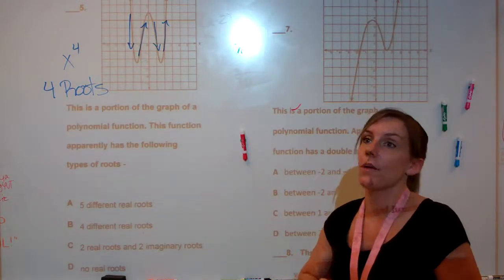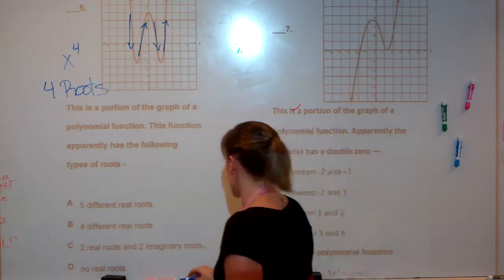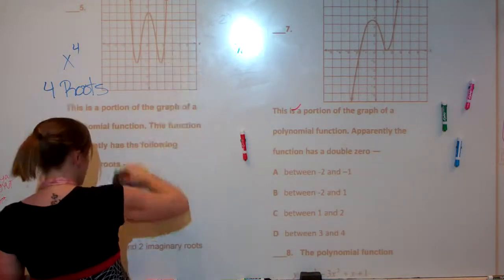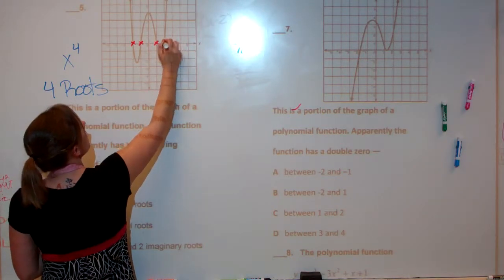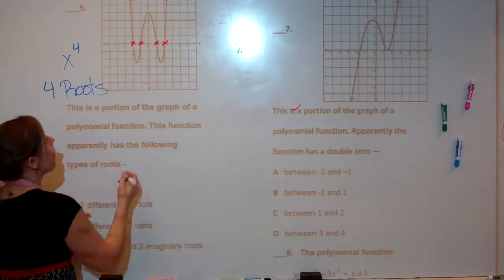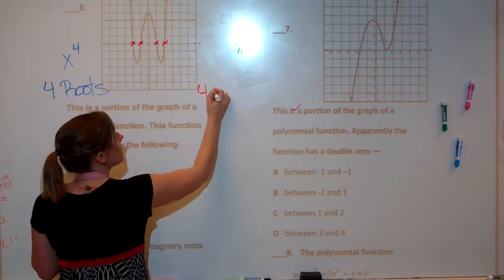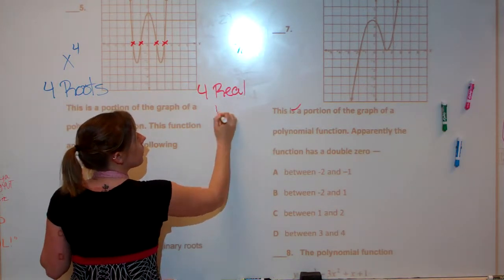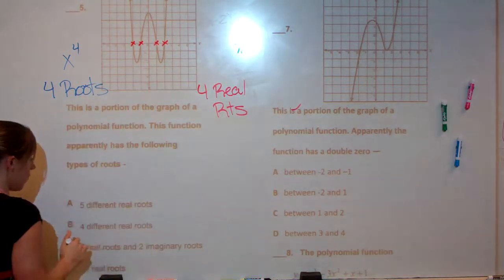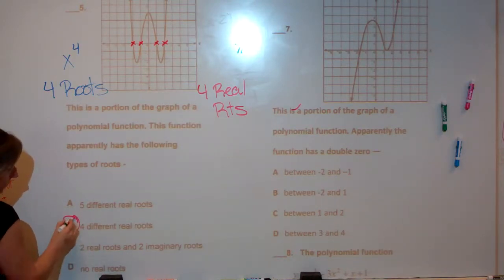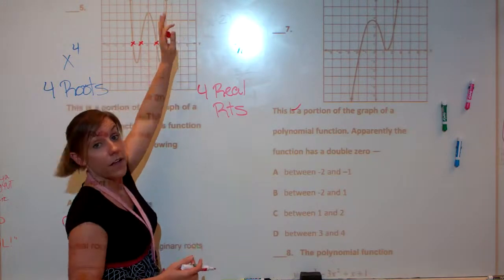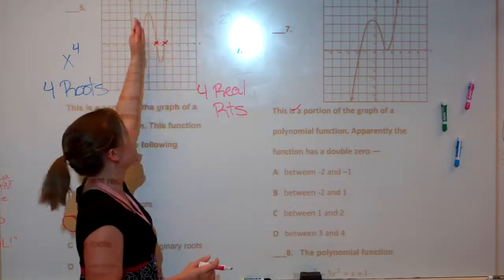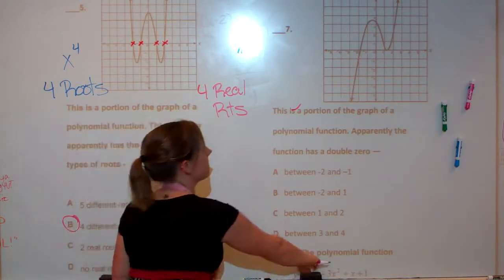Then you decide, okay, well, how many are real, how many are imaginary? So now, how many times does it cross? Well, it crosses 1, 2, 3, 4 times. So there's 4 roots, and they happen to be 4 real roots, 4 different real roots. You don't have any imaginary because it's not up above. Okay, because you could have it above. Remember, that just means it doesn't come down low enough to cross.